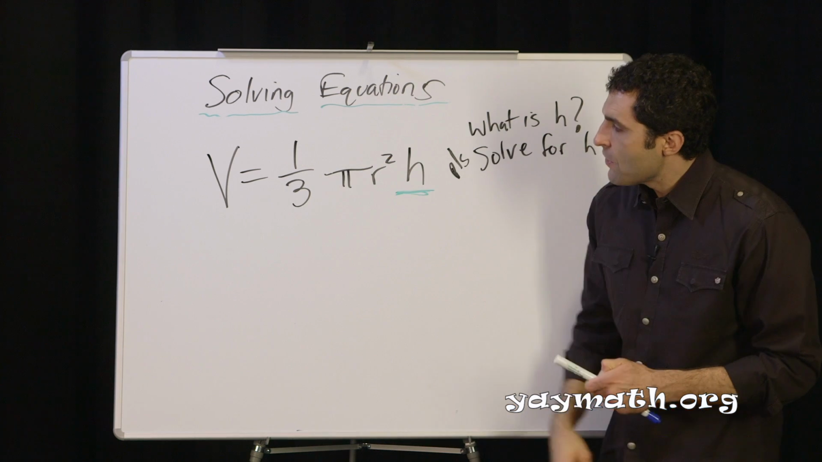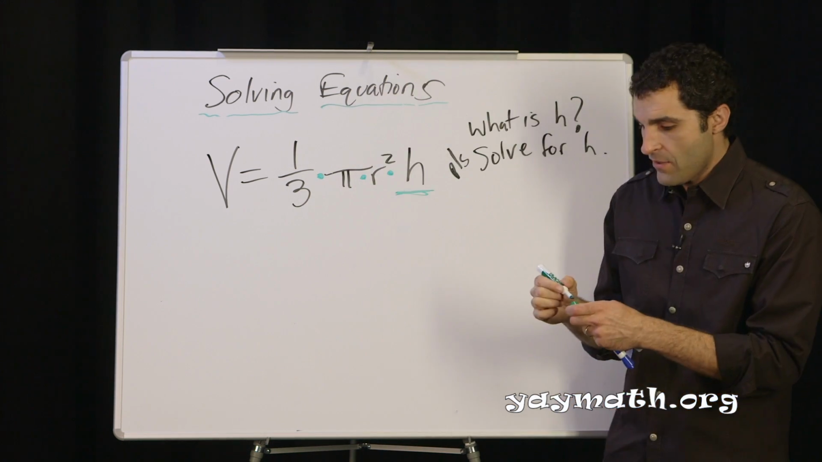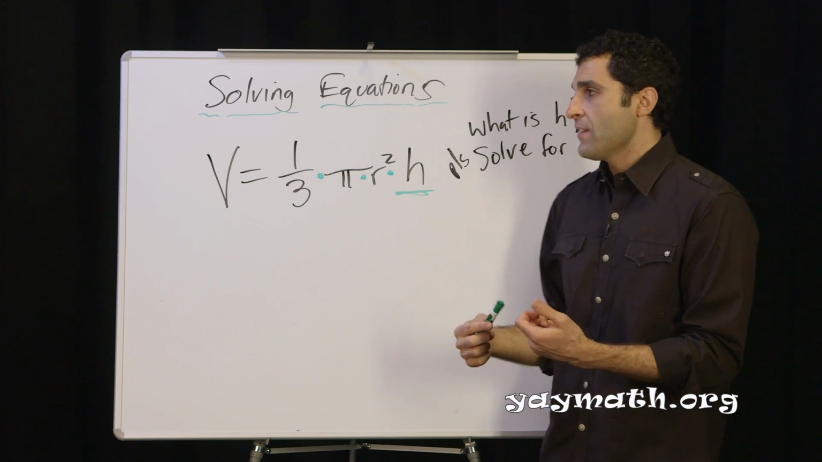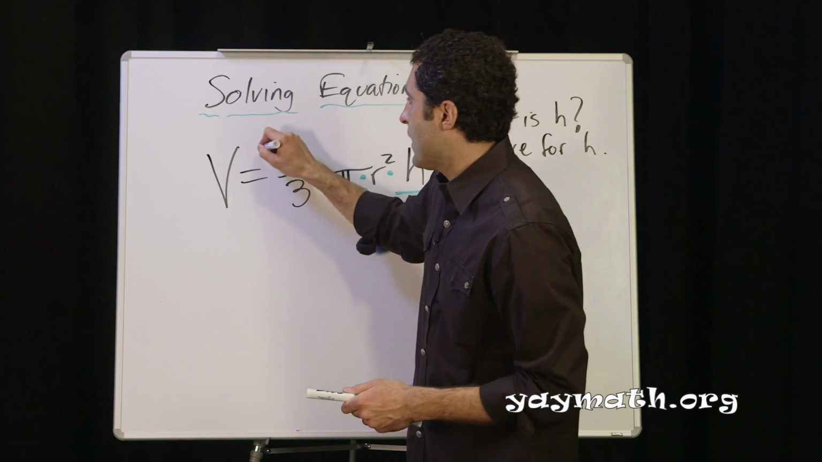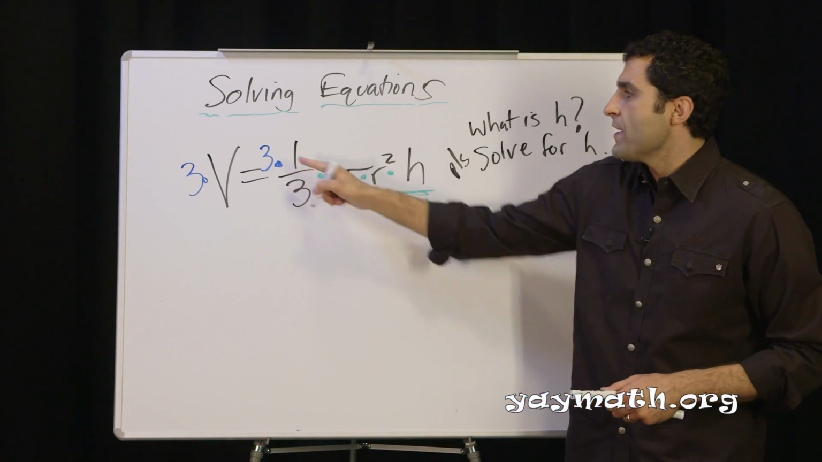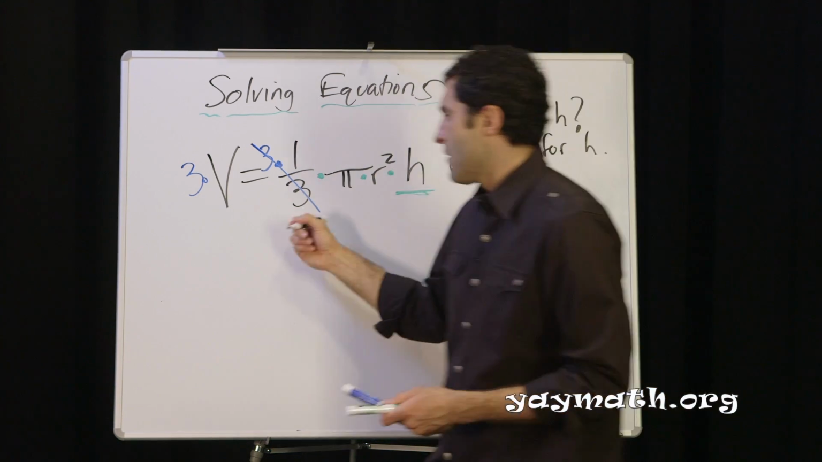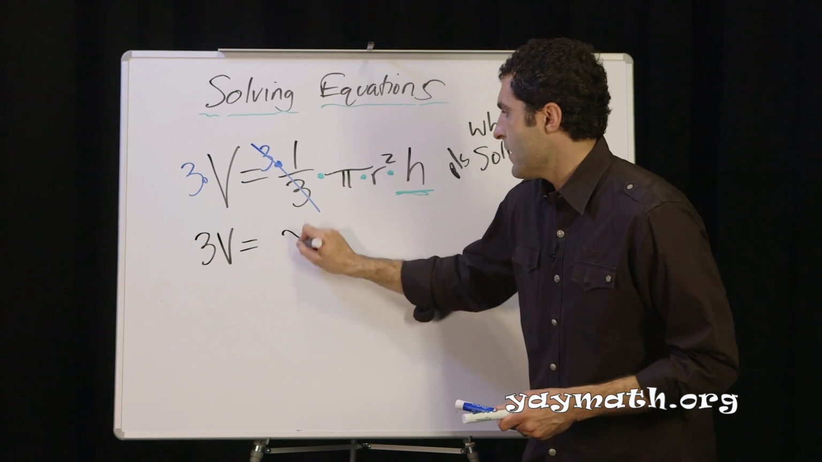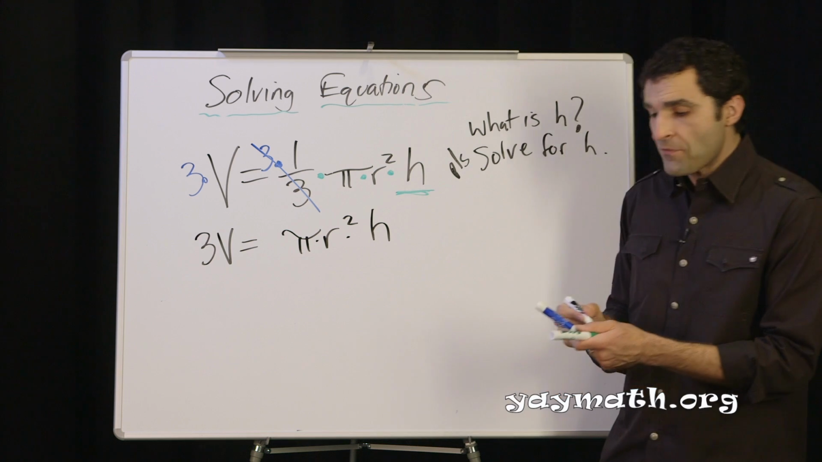How about this 1/3? What can we do to both sides to get the 1/3 away? In other words, is there a number that could be multiplied by 1/3 to make it go to 1? And that number is 3. Let's check it out. If I hit it up with 3 times, 3 times 1/3 times all this, gone. We're left with 3v equals whatever's left over here, pi r squared h.